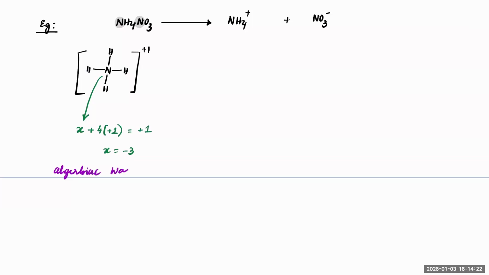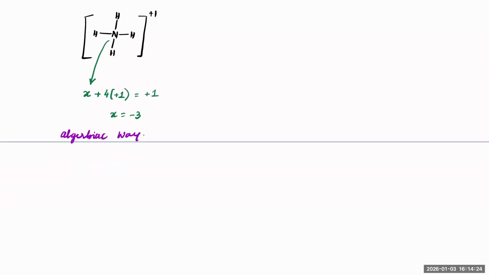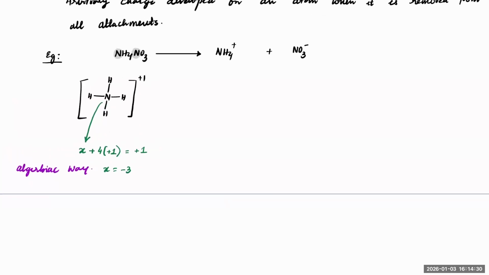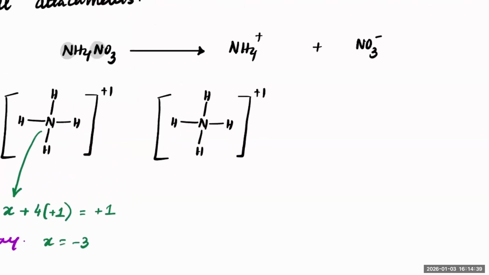Now, this way of solving is called the algebraic way. That means you create an algebraic equation and then try to figure out the oxidation state. Or you can simply judge on the basis of electronegativity, based on the number of bonds we have. For instance, when I write a single line, it always represents that there are two electrons here. Got it?